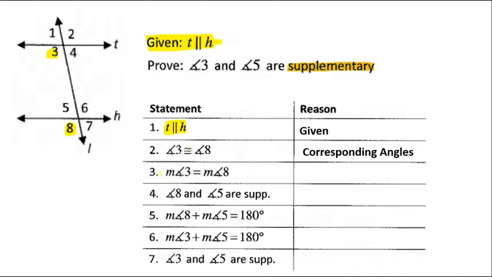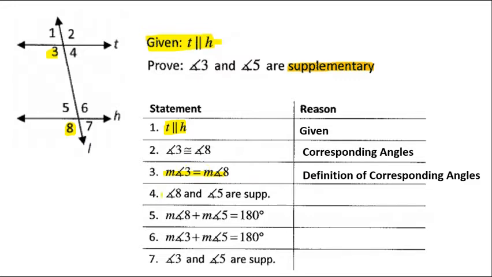So on statement 3, it says the measure of angle 3 equals the measure of angle 8. And the reason we say here is the definition of corresponding angles. Corresponding definition means that they measure the same value. They have the same amount of degrees, both of them.